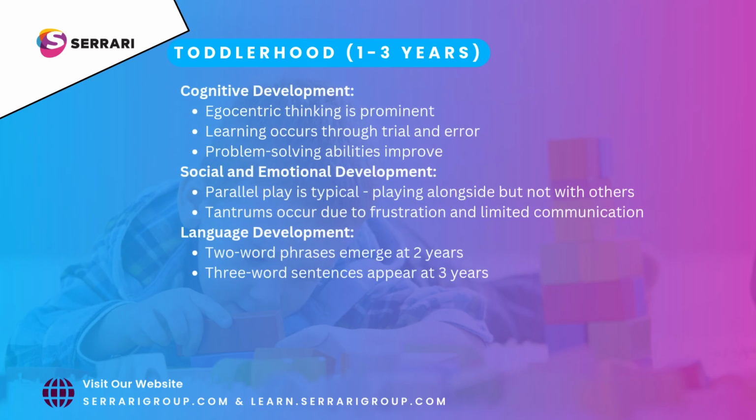Cognitive development. Egocentric thinking is prominent. Learning occurs through trial and error. Problem-solving abilities improve. Social and emotional development. Parallel play is typical, playing alongside but not with others. Tantrums occur due to frustration and limited communication. Language development. Two-word phrases emerge at 2 years. Three-word sentences appear at 3 years.